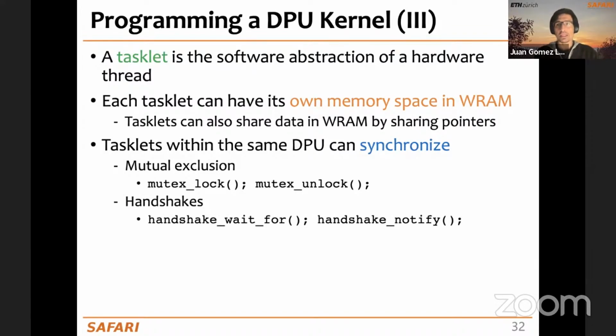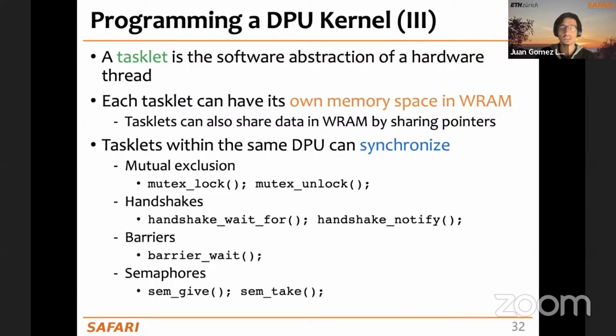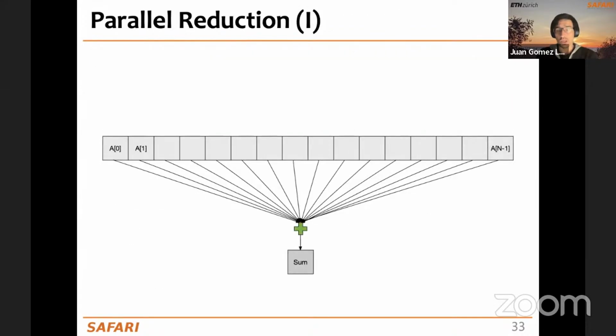Handshakes are also very typical. In this case, there are only two tasklets involved. One of them is waiting, the other one is calculating some partial result that is going to be transferred to the tasklet that is waiting. So these are the handshakes. We can also have barriers to synchronize all tasklets executing on the DPU. And we can also have semaphores. So we are going to see today one example, in this case, how to use the barriers. And we are going to explain it by one interesting example, that is the parallel reduction.